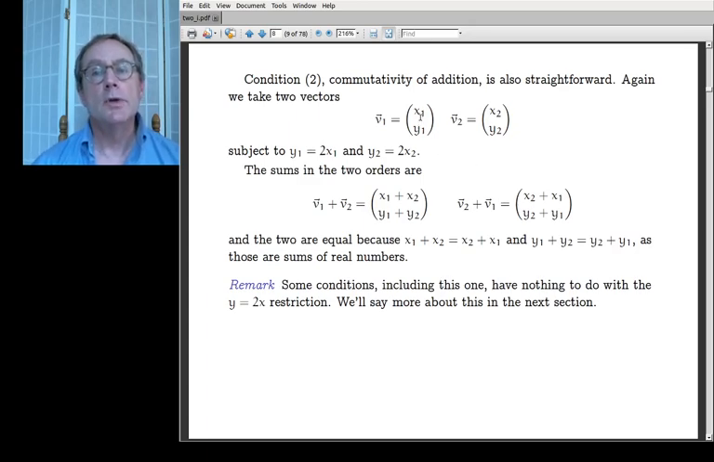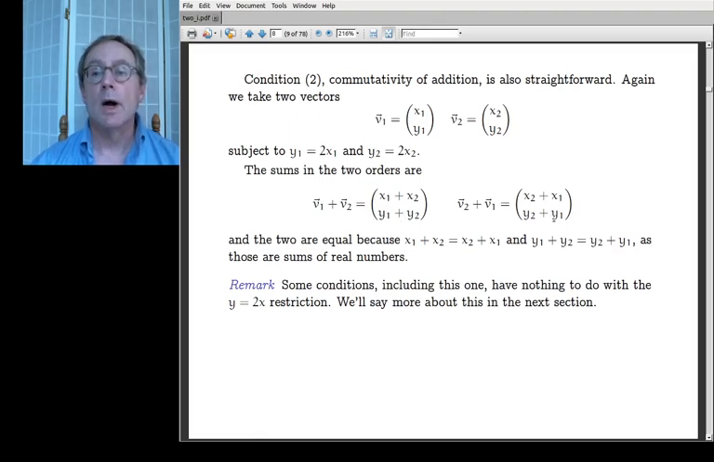Condition 2, commutativity of addition. You have to check that if you add two vectors either as v1 plus v2 or as v2 plus v1, you'll get the same thing. And really, the problem with some of these conditions, 2, 3, 4, 5, is that it's not that they're too hard, it's that they're too easy, and a person has trouble figuring out what exactly happened. So I'm going to compare v1 plus v2 to v2 plus v1 and note that they're the same. And of course they're the same. x1 plus x2 is a real number. x2 plus x1 is a real number. And if you add real numbers in the opposite order, it doesn't matter.